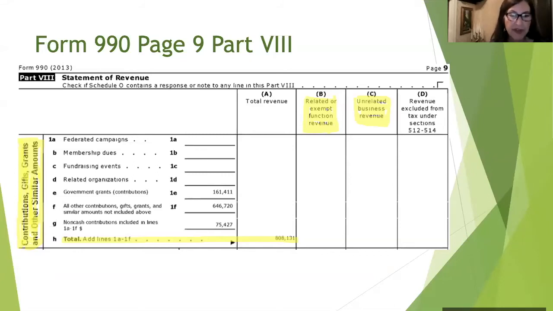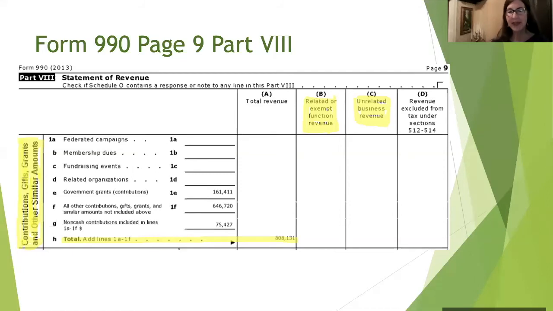Here, if your organization has memberships, like the San Antonio Museum of Art, you would put your membership dues there. If you had fundraising events, you'd put that money there. If you had federated campaigns, if you were getting United Way or some other kind of money, it would go there. And then all other contributions go on line F. So usually line F is the largest line.